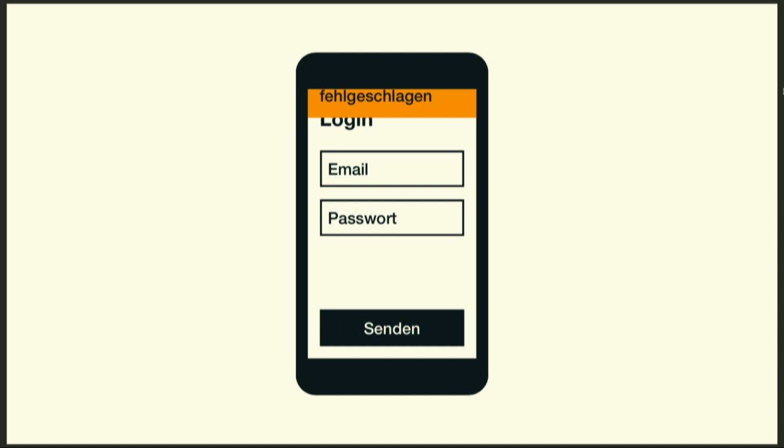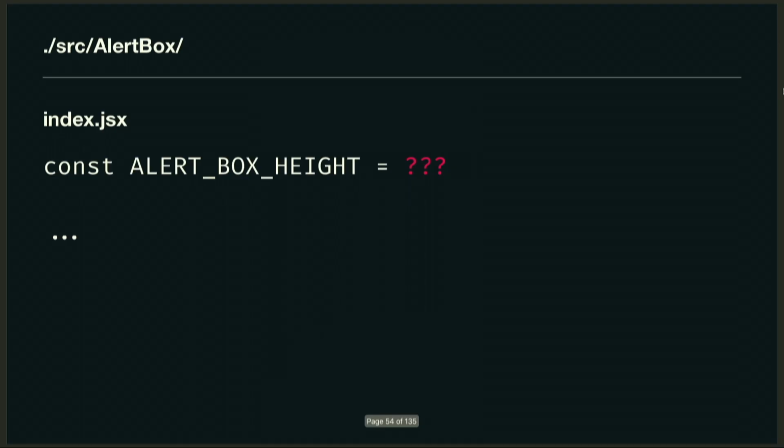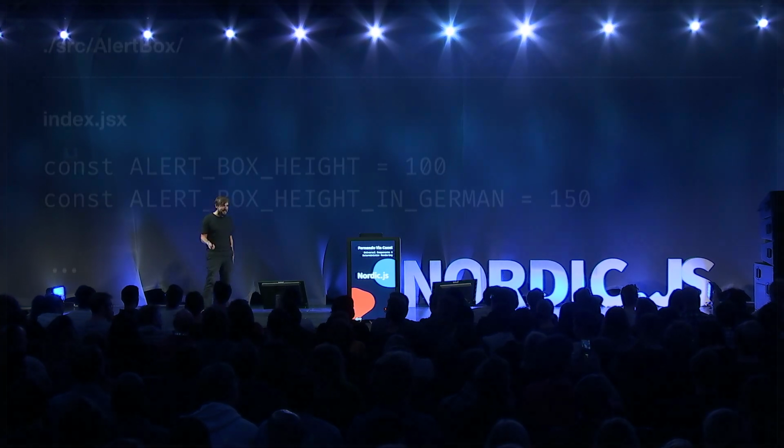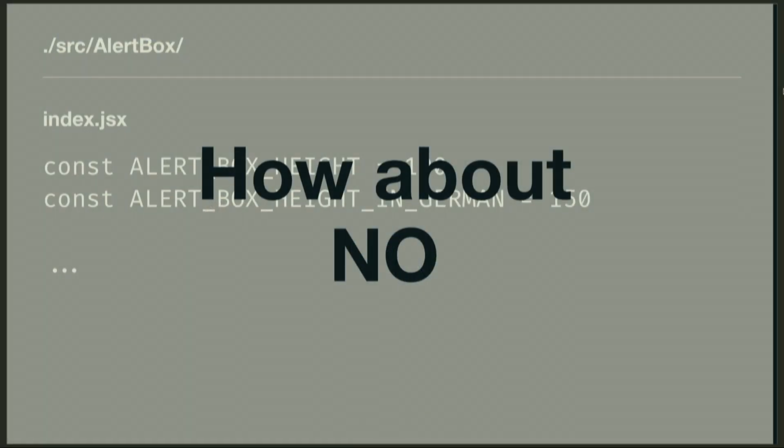How exactly do we fix this? Do we change this box height to something dynamic? What could that dynamic thing be? Do we add a German height to the box? No. That would be a terrible idea.